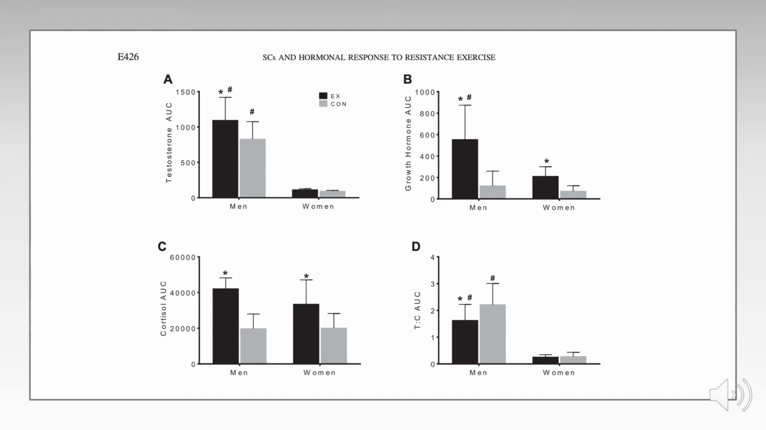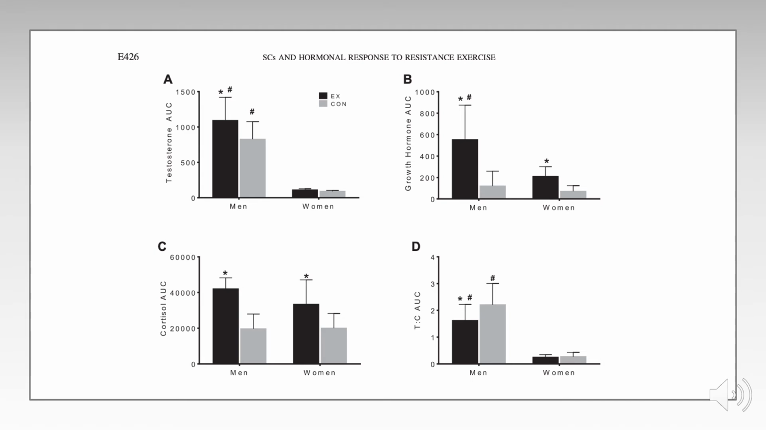In men, the data shows that the area under the curve, or AUC, of testosterone, growth hormone, and cortisol were greater in the EX group than the CON group. The area under the curve in part D of the figure shows the ratio between testosterone and cortisol and how the EX group was lower than the CON group.